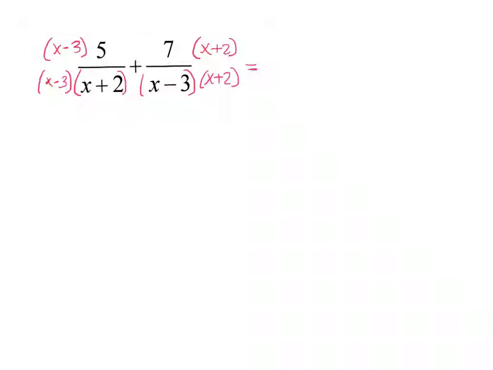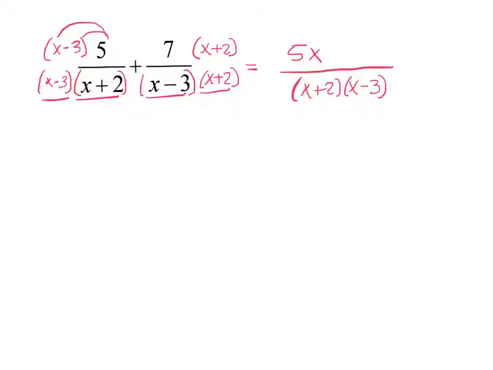Alright, and now it's time to do the math. See, the bottom is x plus 2, x minus 3. Same thing on the other one, x plus 2, x minus 3. So we can just write x plus 2, x minus 3 on the bottom, and it's our common denominator. I don't make it bigger or anything like that. And then on top I have to do my math. 5 times x is 5x. 5 times 3 would be minus 15. On the other one, 7 times x is 7x, and 7 times 2 is 14.